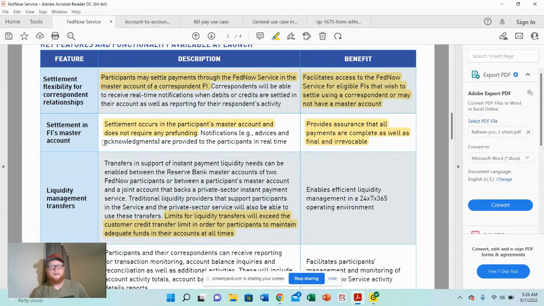And so basically, this would facilitate access to the FedNow service for eligible FIs that wish to settle using a correspondent or may not have a master account. And so basically, it seems like FedNow would extrapolate the use of a reserve account at the Fed, right?